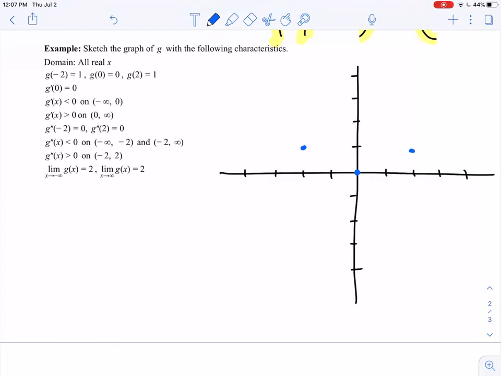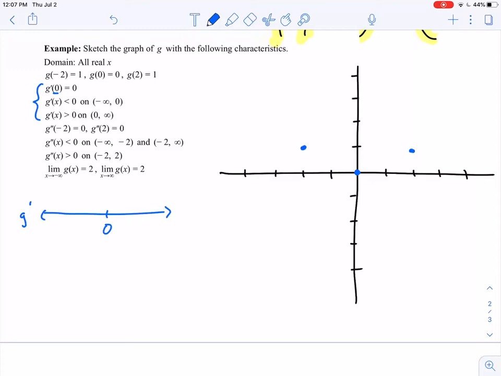We're also given some information about the first derivative. So let's create a sign chart for our first derivative. Here I'd like to talk about g prime, and let's see, g prime of 0 is equal to 0, so that means that 0 is going to be a pretty big deal here. And it looks like we're changing sign for our first derivative at 0. It looks like that's going to be the only critical point that we have.